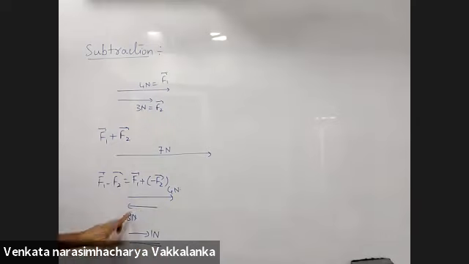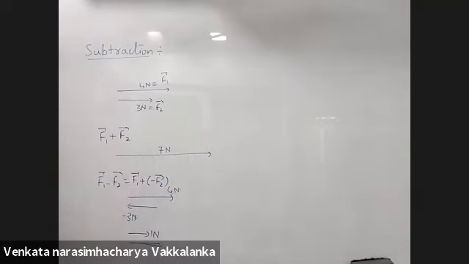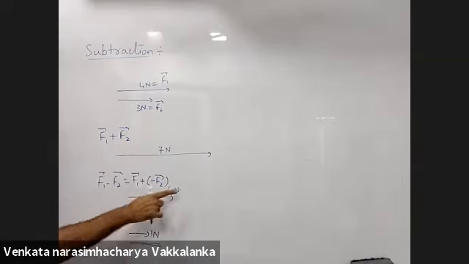4 plus of minus 3 gives 1 Newton in the direction of the 4 Newton force. Is the point clear? If I am subtracting F1 minus F2, F1 minus F2 will be 1 Newton in the direction of the 4 Newton force.